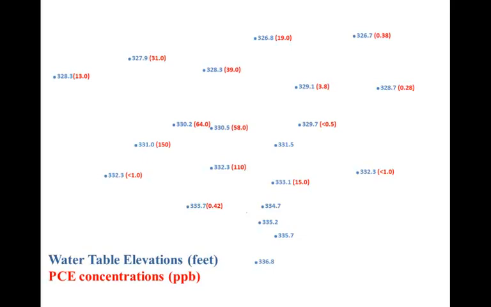You're looking at a map showing water table elevations in blue, measured in feet, as shown by the height of water in wells drilled at each of these locations, and contaminations of tetrachloroethylene, which are measured in parts per billion and are shown in red on this map. Now this is a solvent, PCE. It's a solvent used in dry cleaning of fabrics and degreasing of metals.